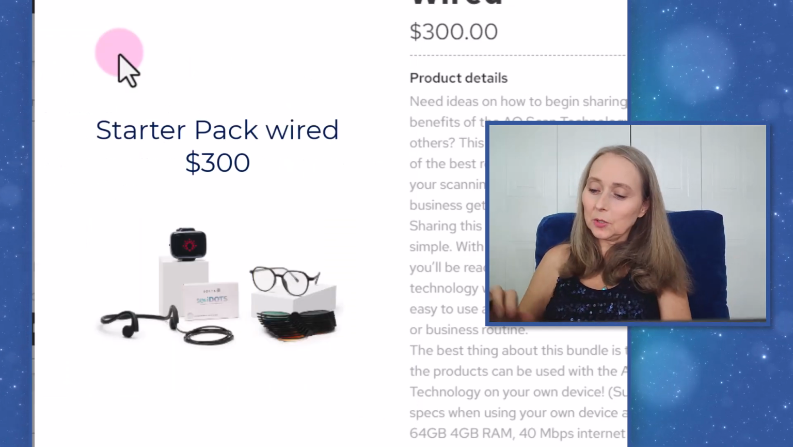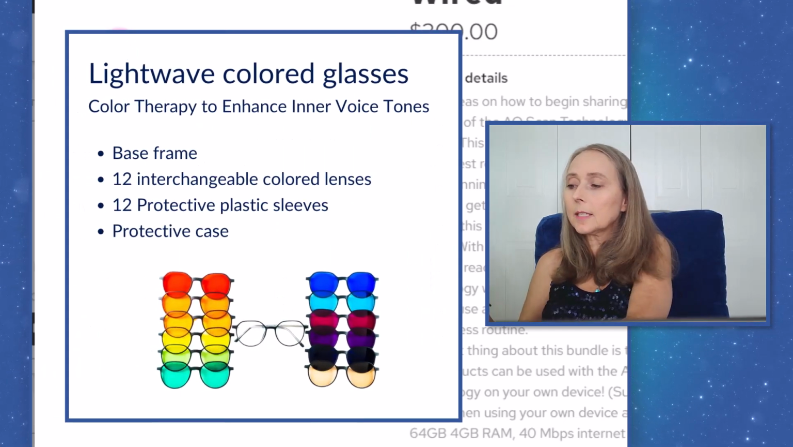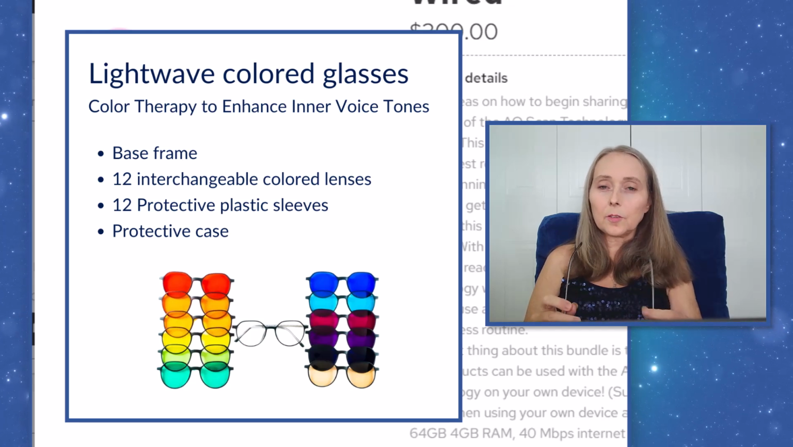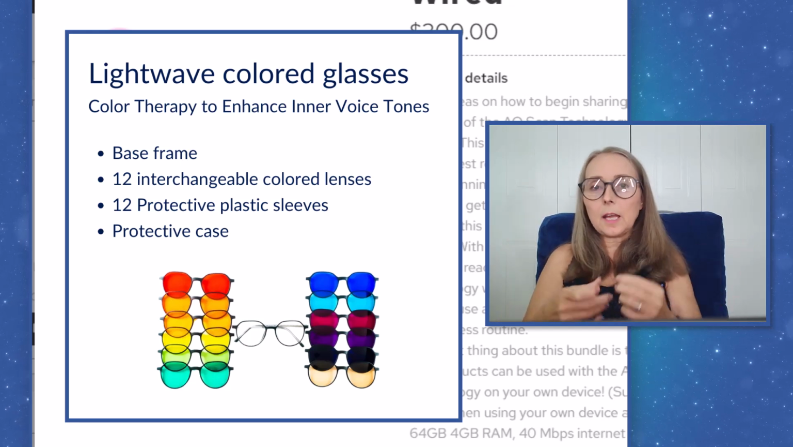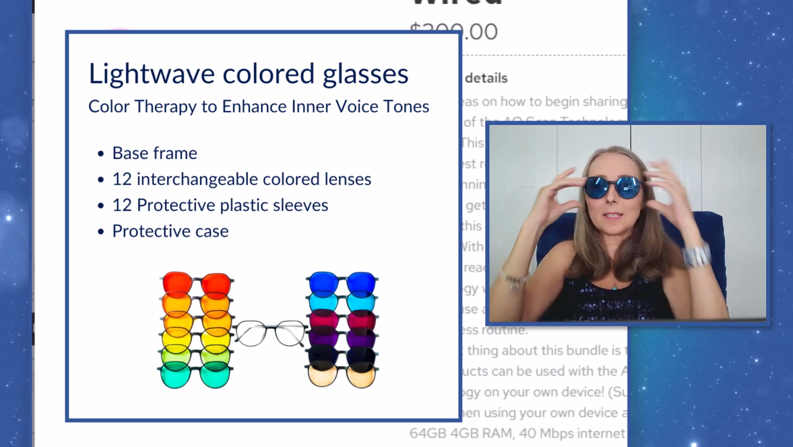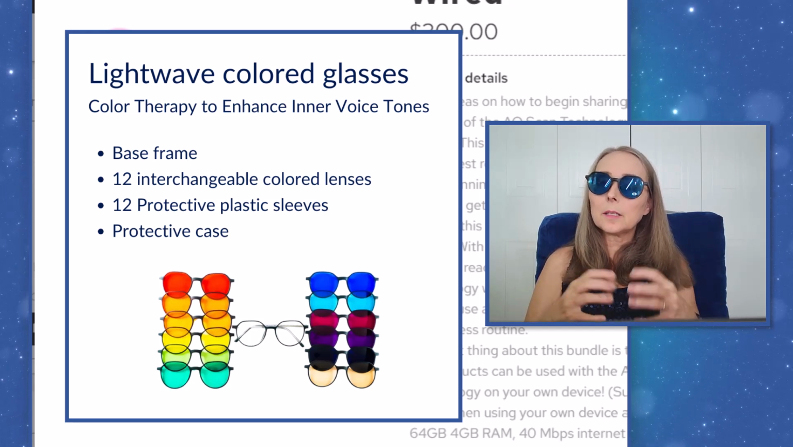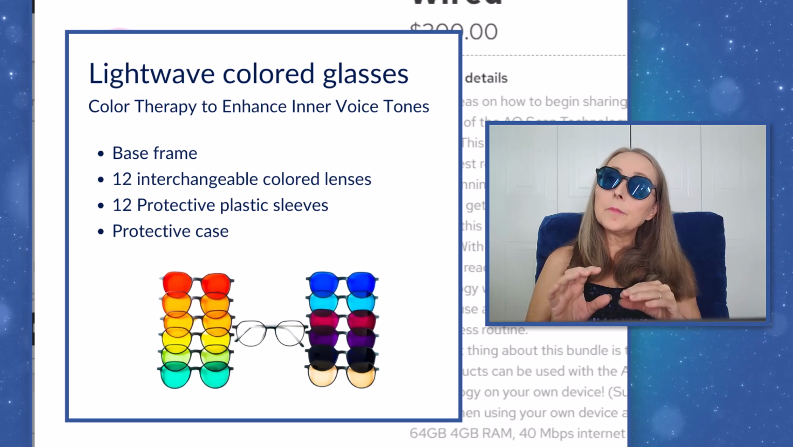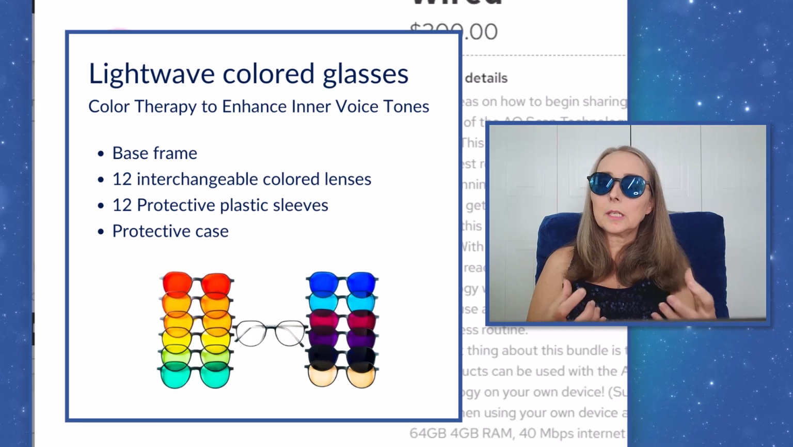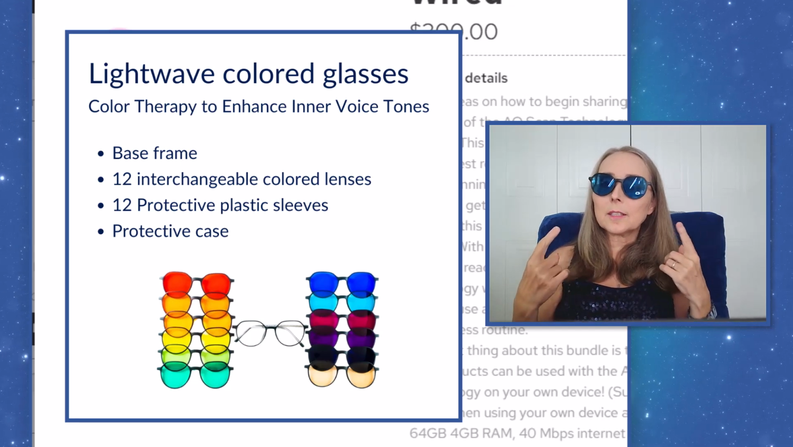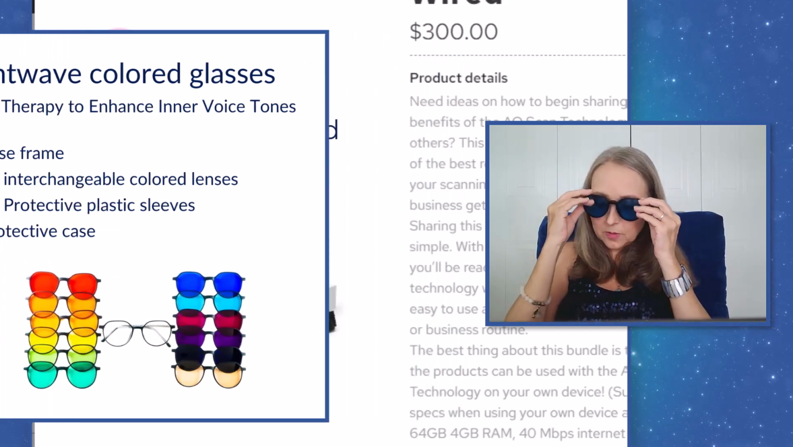The next thing that is included in all of the bundles is a set of light wave color therapy glasses, and these are really great. The set is a frame, and then you have 12 colors like this that you can just snap on. When you do an inner voice scan, it's going to give you the 4 main emotional imbalances in your voice. For each of them, there will be an associated color that is suggested for you to wear to enhance the results from the inner voice balancing harmonics. So this is what is being referred to. These are the colors, and the best way to use these colors is with those glasses.